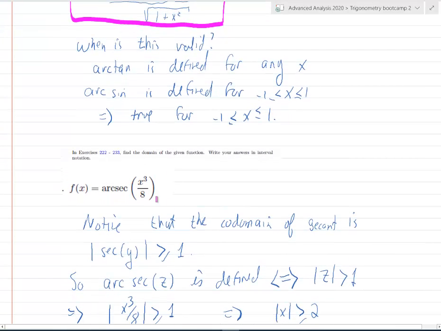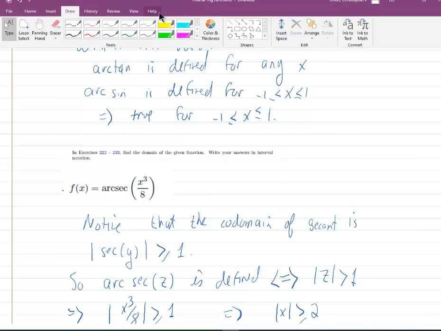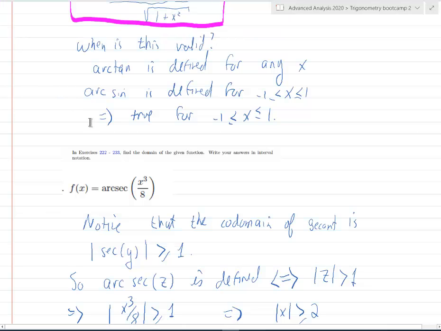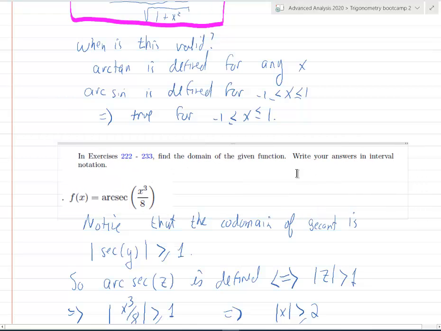All right, now another set of problems down here. I asked you to look at, let me make this a little bit bigger. I want to find the domain of a given function. Now this looks kind of complicated, but it's really not so complicated. Here I have arcsecant of x cubed over 8.